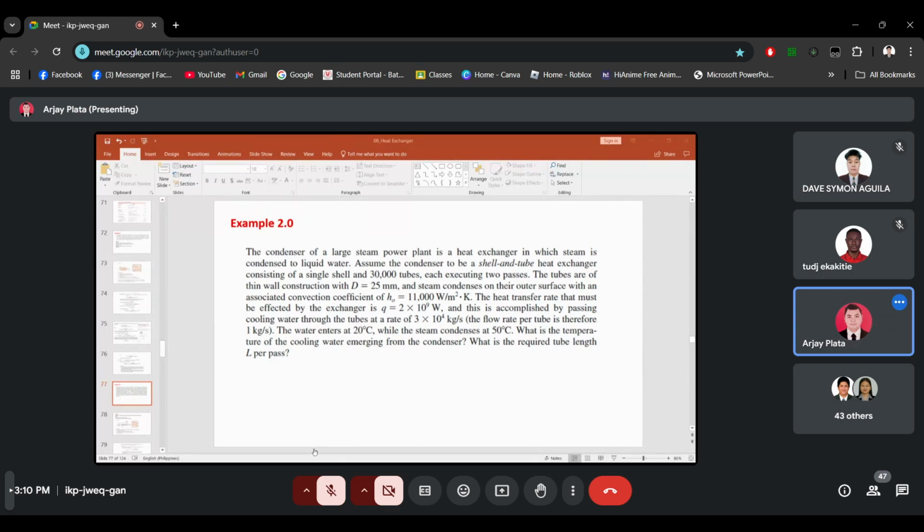Okay, let's continue. So in this problem, the convection coefficient of the outer surface is already given. HO is 11,000, so you don't have to calculate it because it's already given. We can now focus on calculating the HI. Once you calculate the HI, you can now calculate the overall heat transfer coefficient U.